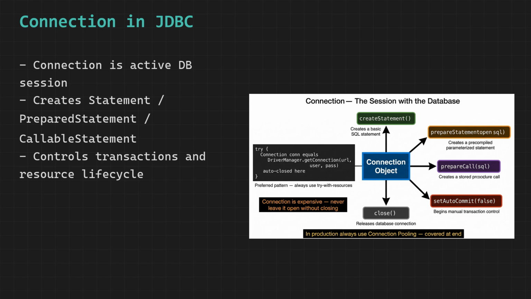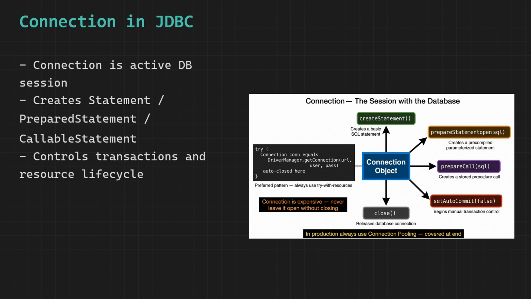The most important discipline with connection is always closing it. Each connection consumes a socket, a thread on the database server, and memory on both ends. Leaving connections open is a resource leak that will eventually crash your application and potentially your database server. The best practice is to use try-with-resources. Place the connection in the try parentheses and Java automatically calls close when the block ends, even if an exception is thrown.